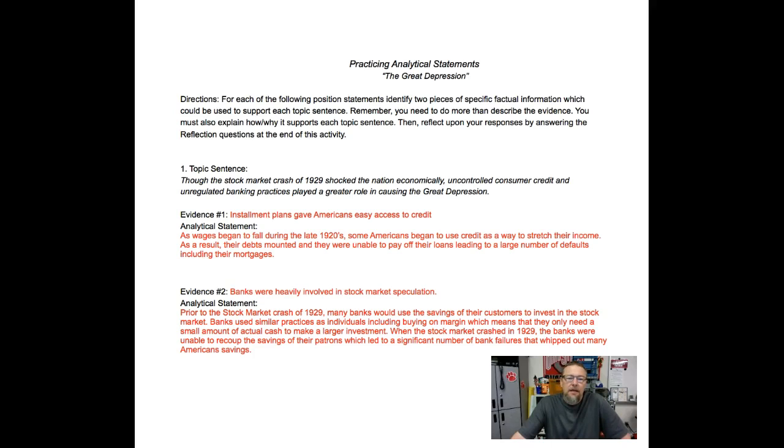In this case, it says, though the stock market crash of 1929 shocked the nation economically, uncontrolled consumer credit and unregulated banking practices played a greater role in causing the Great Depression. So if you think back to our assignment yesterday on the causes of the Great Depression, we know that installment plans gave Americans easy access to credit. And we know that banks were heavily involved in stock market speculation and buying on margin. So those would be our 2 pieces of evidence.